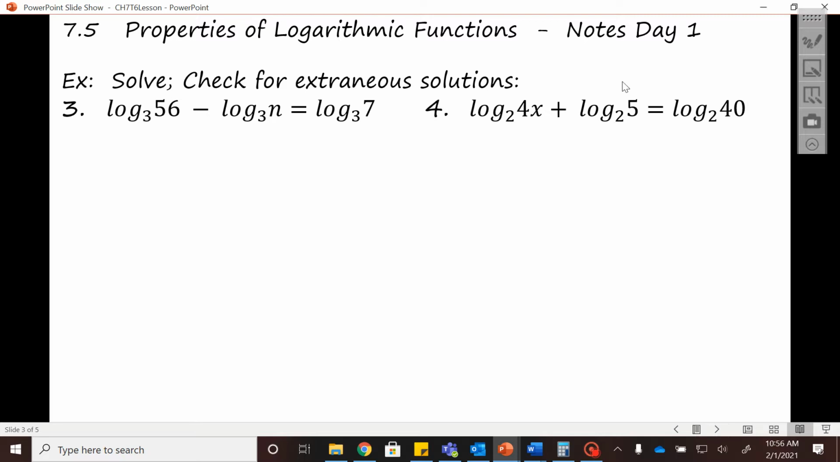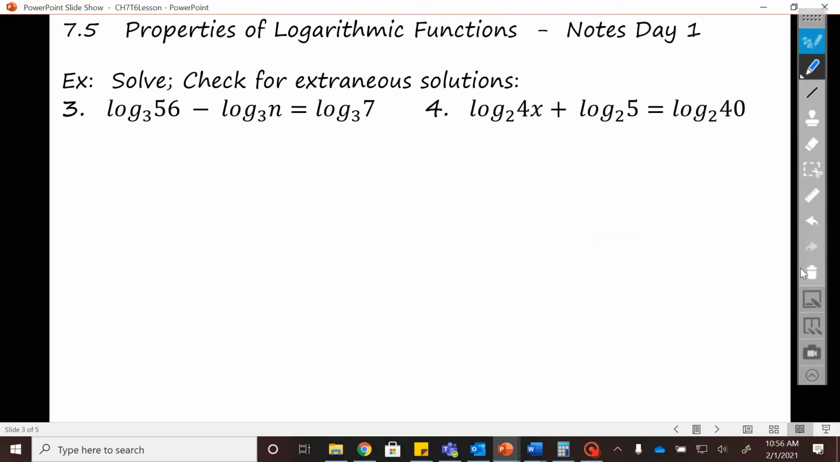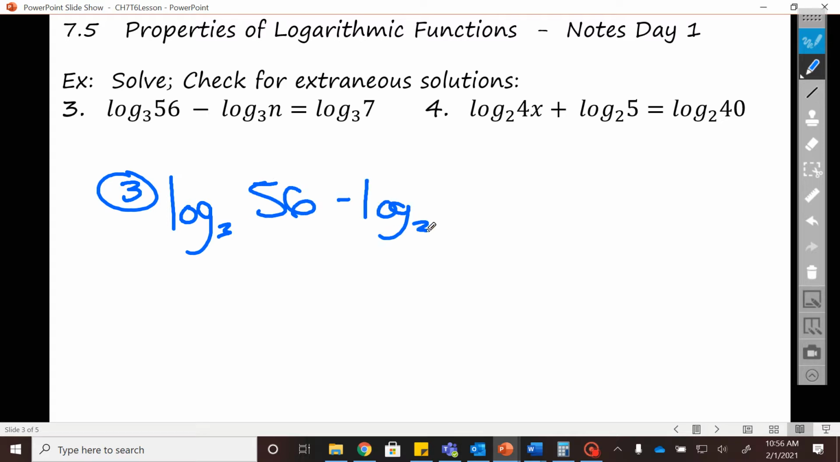Right, number 3, we have log base 3 of 56 minus log base 3 of n equals log base 3 of 7.